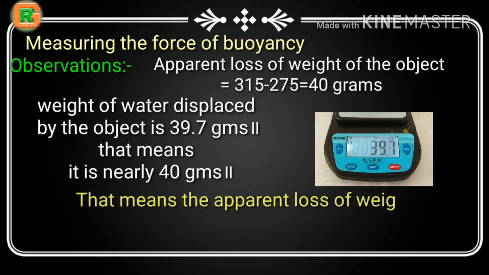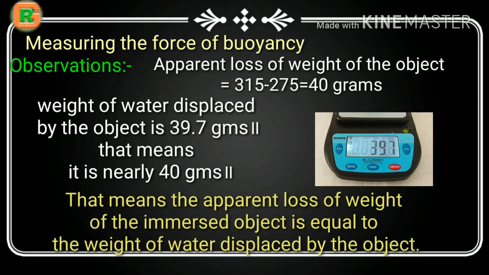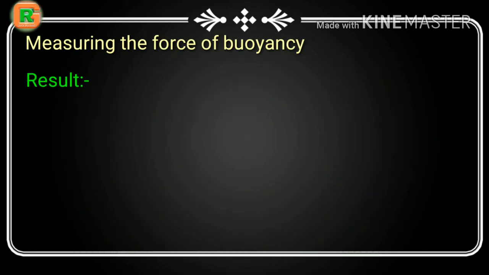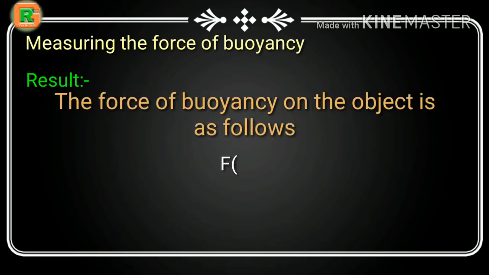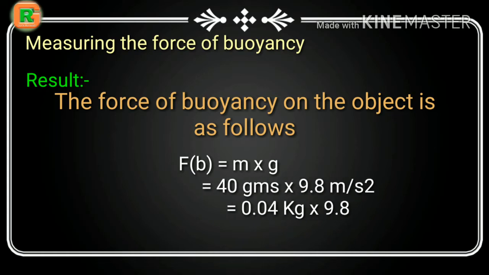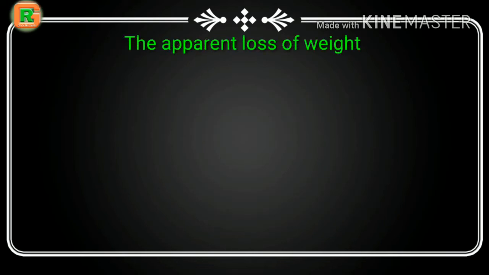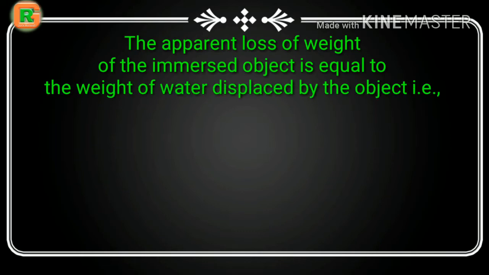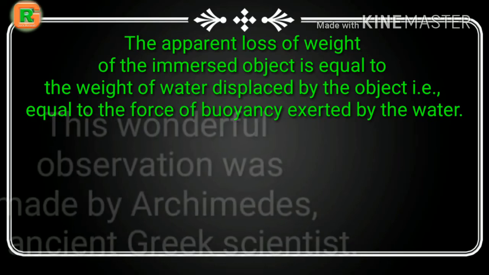That means it is nearly 40 grams, so the apparent loss of weight of the immersed object is equal to the weight of water displaced by the object. The force of buoyancy on the object is as follows. The apparent loss of weight of the immersed object is equal to the weight of the water displaced by the object, which is equal to the force of buoyancy exerted by the water.